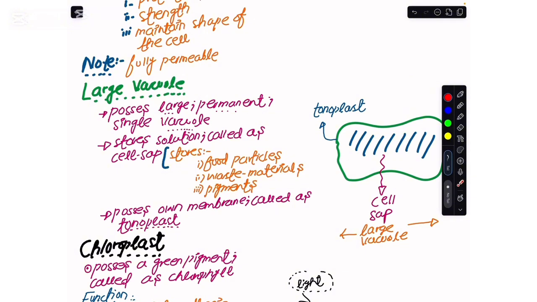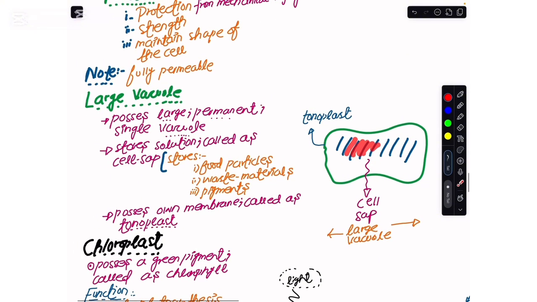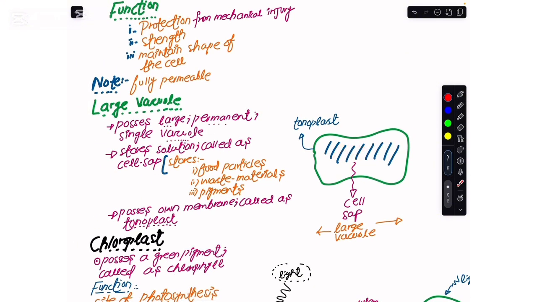But as far as the fruits, the vegetables, and the flowers that we have, they are a lot more colorful. They could be yellow, red, or orange. Those pigments would be stored here in the cell sap of this large vacuole. And from your MCQ's point of view, you must remember that this large vacuole has its own outer membrane, like the cell has a cell membrane. Like that, this large vacuole has its own membrane, and that membrane is the tonoplast.